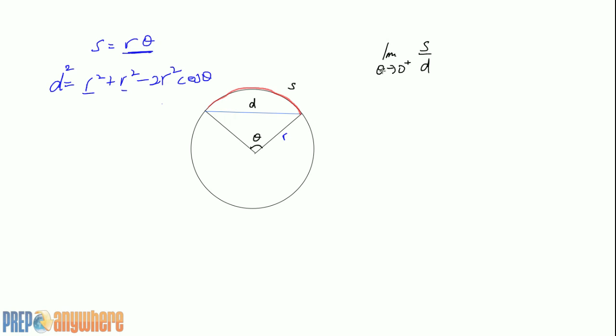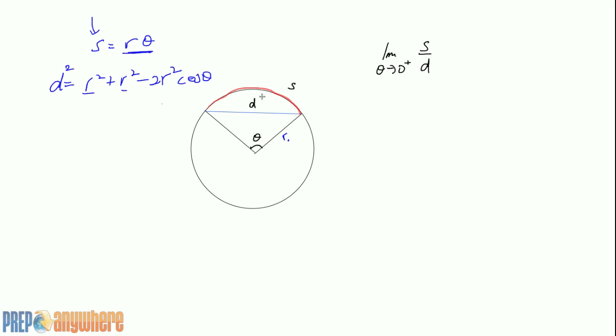Okay, so we have to find the limit as theta approaches 0 from the positive side. We have to find the limit of s over d. Now s is the arc length. Recall that s, the arc length, is the radius times the angle inside, which is in radians.